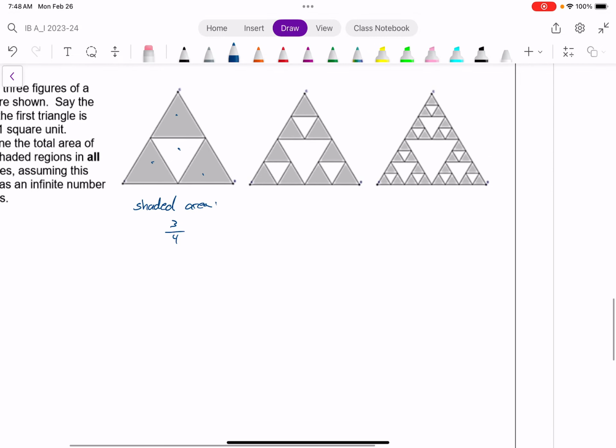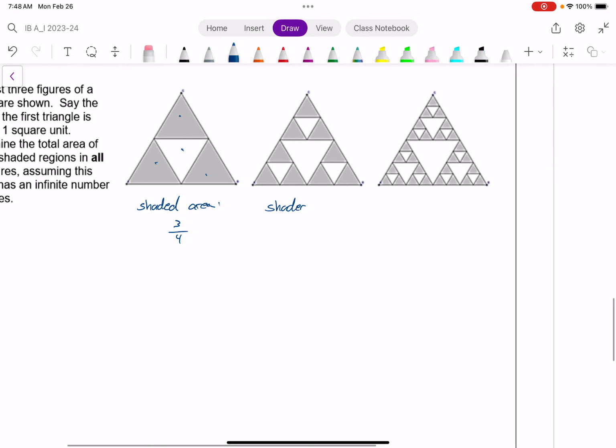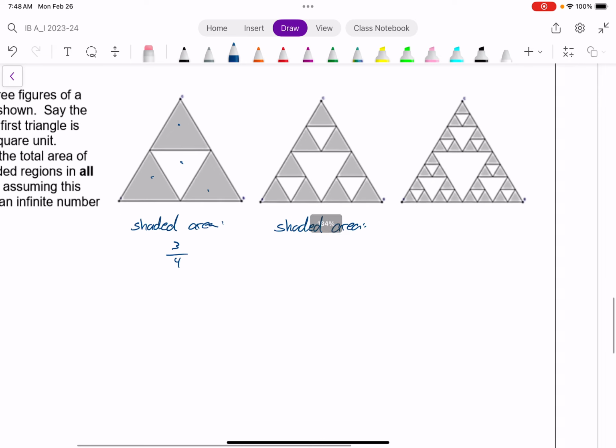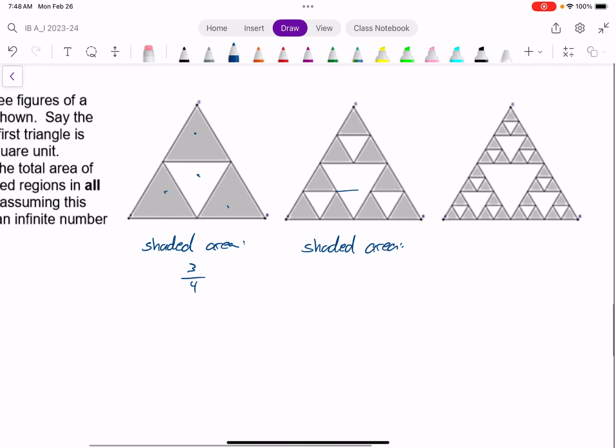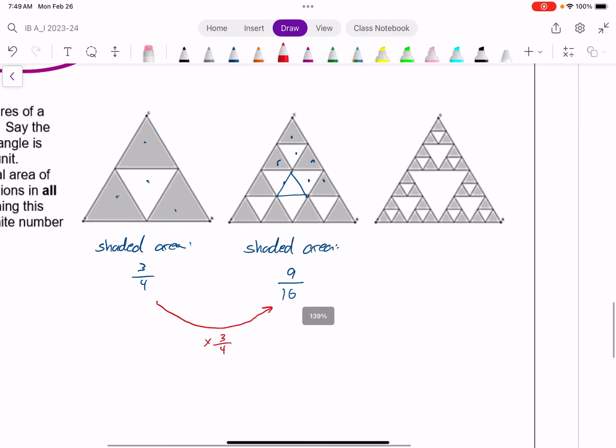For this second figure, what's the shaded area? Well, I can do something similar, especially if I just draw this. I can see eventually there are 16 equal triangles, and of those 16 triangles, 9 of them are shaded. Now at this point, I can already potentially find the common ratio. I can see to go from 3/4 to 9/16, I can actually just tell by looking at it, that the common ratio must be 3/4. I could also take 9/16 and divide by 3/4 itself. So in this case, my first term and the common ratio are the same.